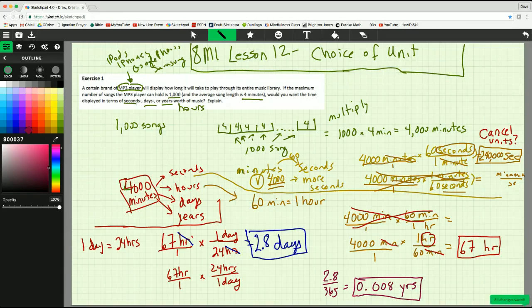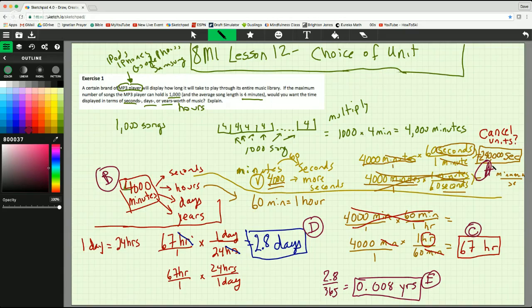So the question is how would you like to express the amount of music on this MP3 player? And I can see a few different arguments. You could express it as A, 240,000 seconds, B, 4,000 minutes, C, 67 hours, D, 2.8 days, or E, 0.008 years. And they're all accurate, but which one is easier to say and which one's easier to understand?